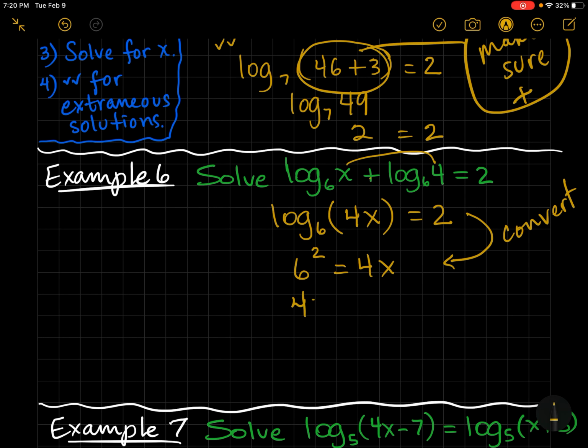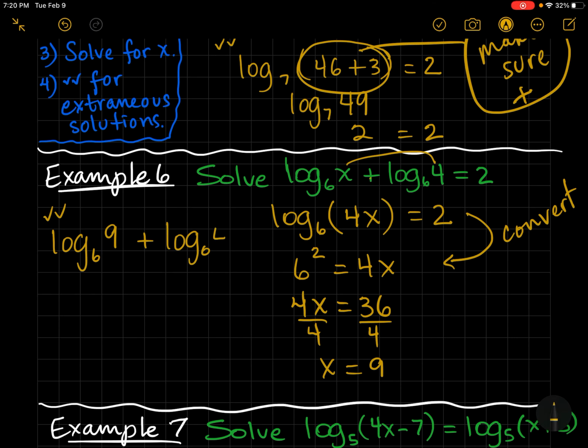So now 4x equals 36. I'm just using the symmetric property to flip that around. And I'm dividing by 4. X equals 9. So now I'm going to double check. When I punch in 9 and I punch in... well, at this point, I can already see that it's positive here and positive here. So I know this is a good answer, and I don't have a problem.